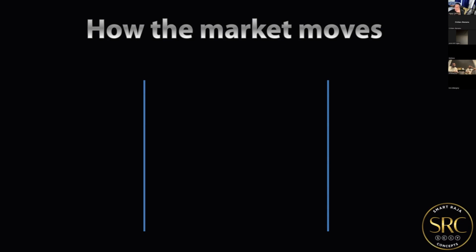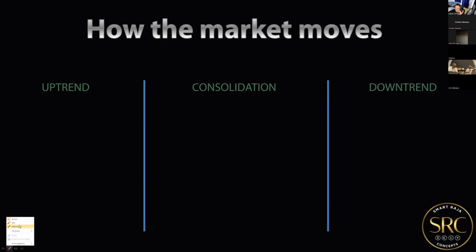The market only moves in three ways: the uptrend, consolidation, and the downtrend. What does the market do in an uptrend? In an uptrend, we make a higher high and a higher low, higher high and a higher low, and that's how the market goes. We have a higher high right here, higher low, higher high, higher low, and so on. That's basically how the market moves.